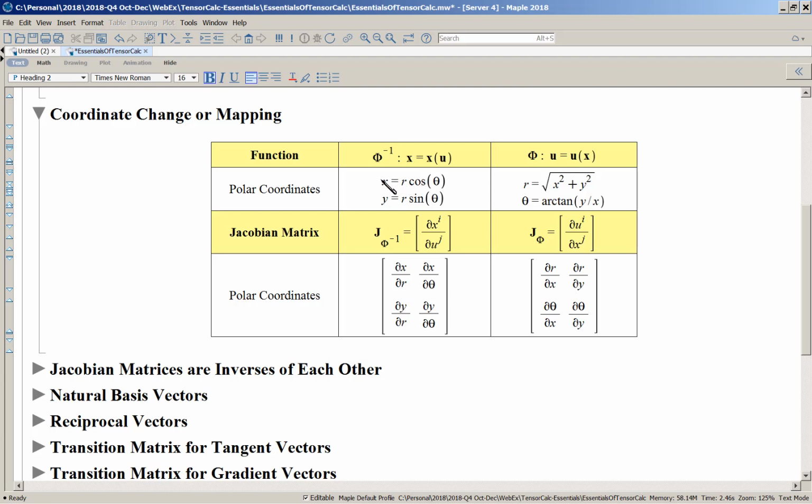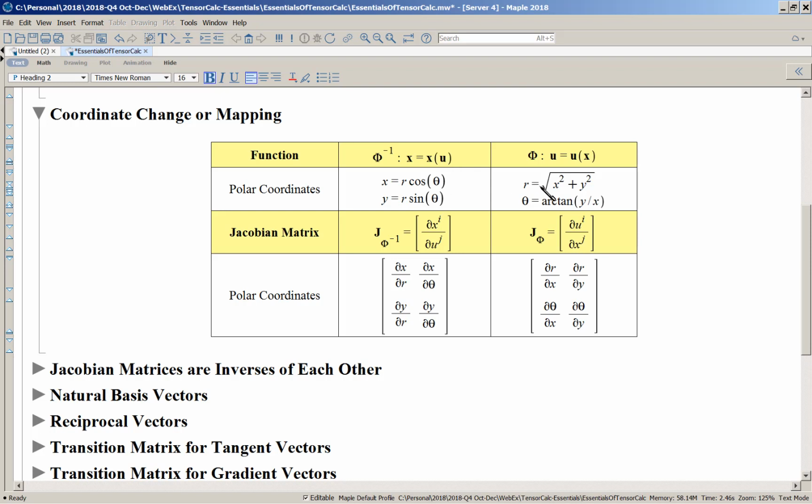And so when you think about how you would use these formulas, you would need to know an r and a theta. So you know a u. You know a new coordinate. And you want to bring that back to the present coordinates. And so that mapping is called an inverse. I use phi. Phi inverse is the return map. It's the mapping that brings you back from the new coordinates u to the present coordinates x.